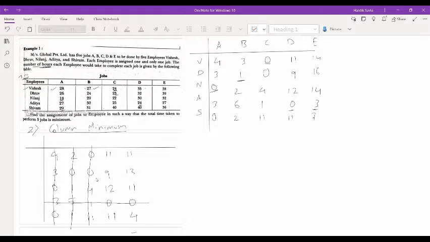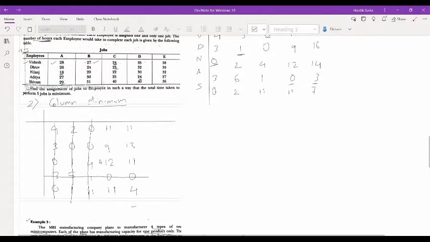Now we have to count the number of lines. Well, 1, 2, 3, 4. We could draw 4 lines. How many lines did we require for an assignment problem? Well, it depends on the matrix order. Over here, the matrix order is 5 by 5, unlike the previous problem. In the previous problem, the matrix order was 4 by 4. So there, 4 lines were sufficient for us to get an optimum solution.